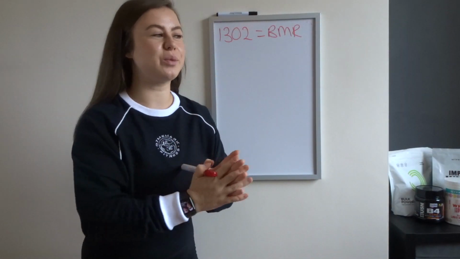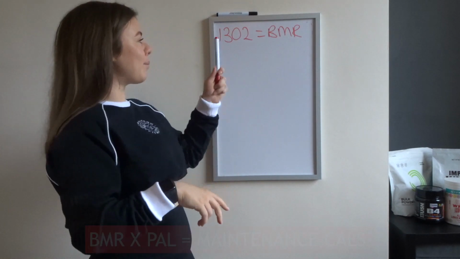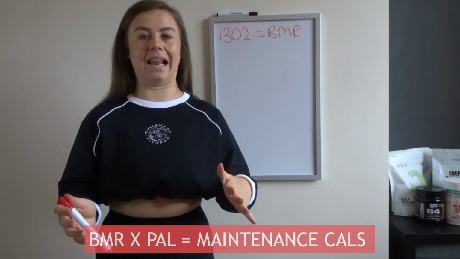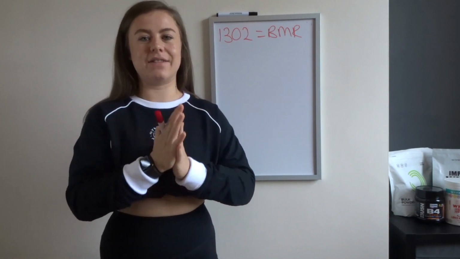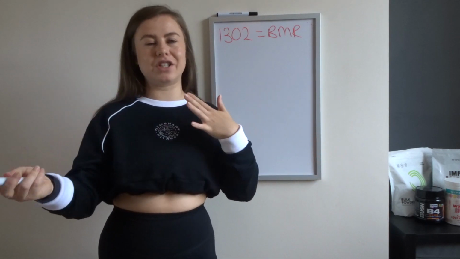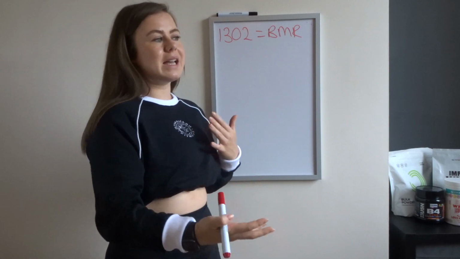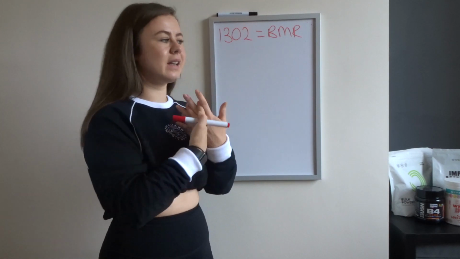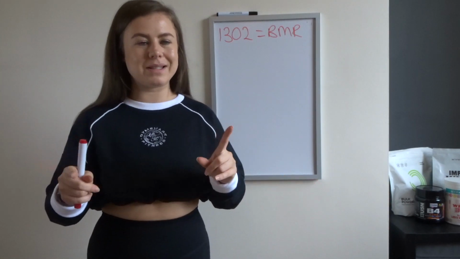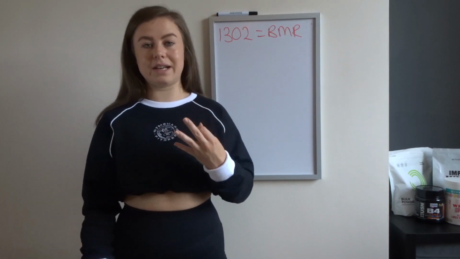Step 2 to working out your maintenance calories is you then need to take your BMR and times it by your PAL, which is your physical activity level. This is similar to your TDEE, your total daily energy expenditure, but it's less accurate. It's just a simple way of doing things and it still works. So let's keep it simple. The way the PAL works is you fit into 3 categories.